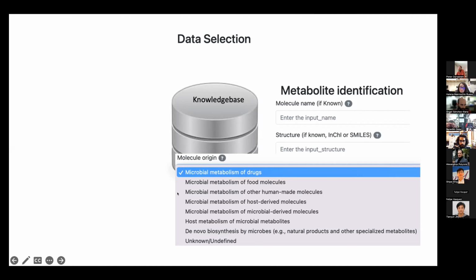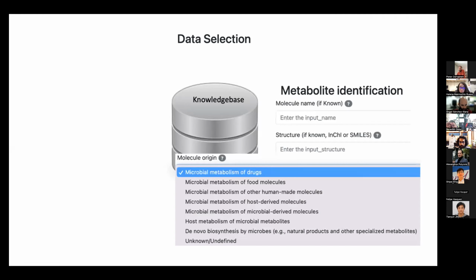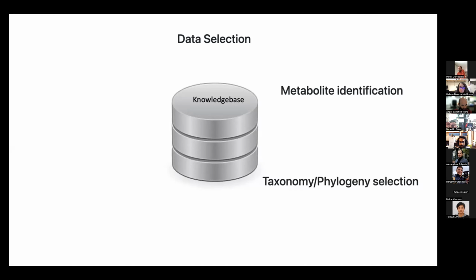If there are additional categories that people can think of, you're welcome to provide suggestions as you go through the process. We have a taxonomy and phylogeny selection. There was a question about this earlier. I like the idea of calling it synthetic. That's a fair point.